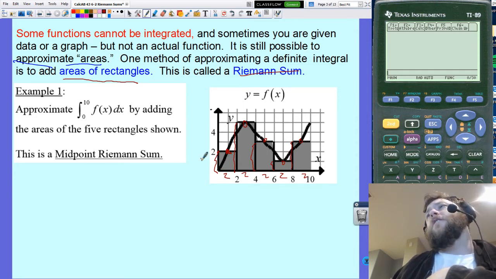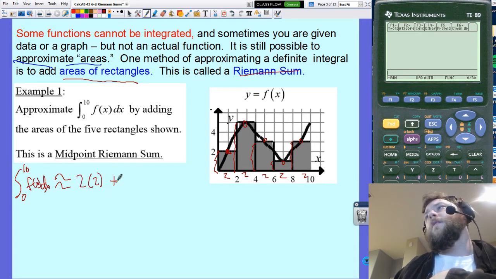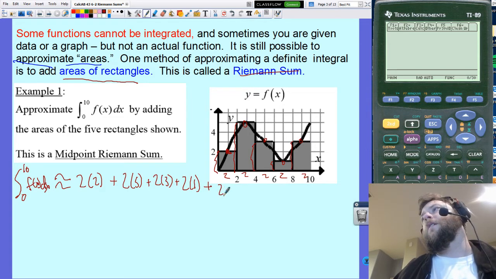To approximate this area, we just add the area of the rectangles. The area of this first rectangle is the height 2 times the base 2. So the integral from 0 to 10 of f of x dx is approximately equal to 2 times 2, plus 2 times the height here, which is 5, plus the height here is 3, so 2 times 3, plus 2 times 1, plus 2 times 3. We add up all those areas: 4 plus 10 plus 6 plus 2 plus 6. You get 14, 20, 22, 28. So my approximate area is 28.